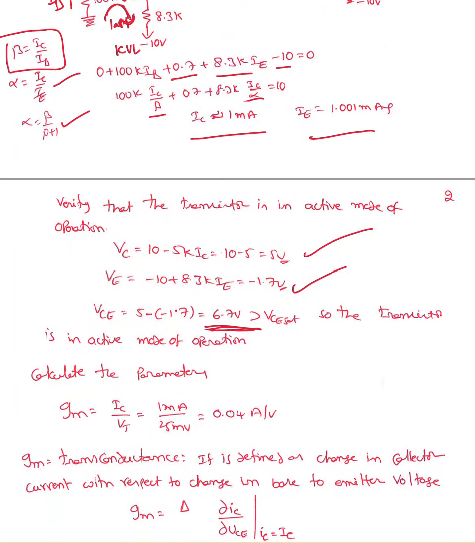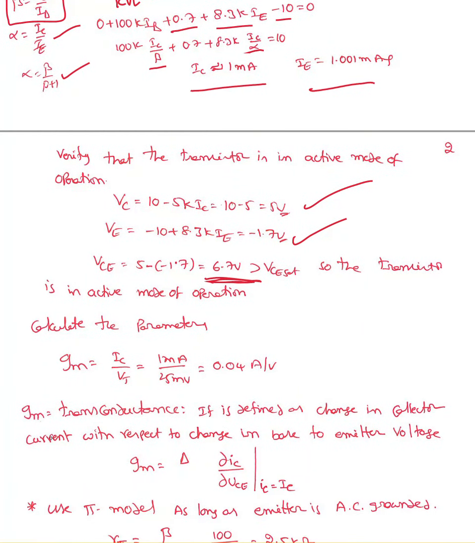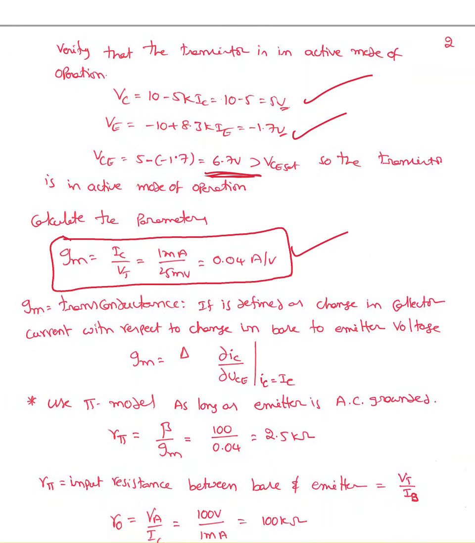Now calculate the gm. gm is transconductance, change in IC with respect to change in VBE. IC over VT. This is the formula. For time being, remember this formula. So here we're going to use the pi model. When do we use the pi model? As long as the emitter is grounded while doing AC analysis.